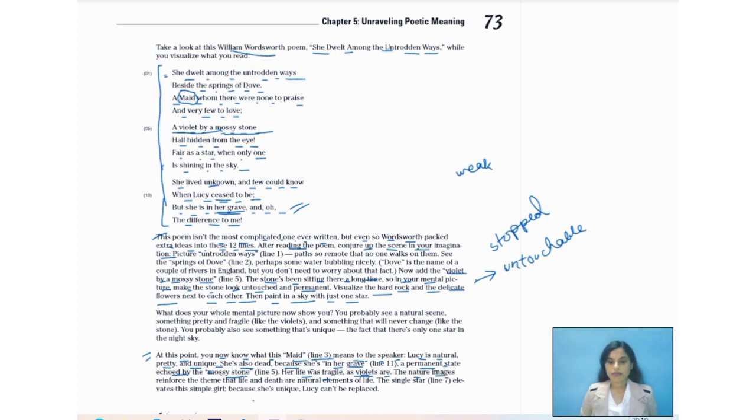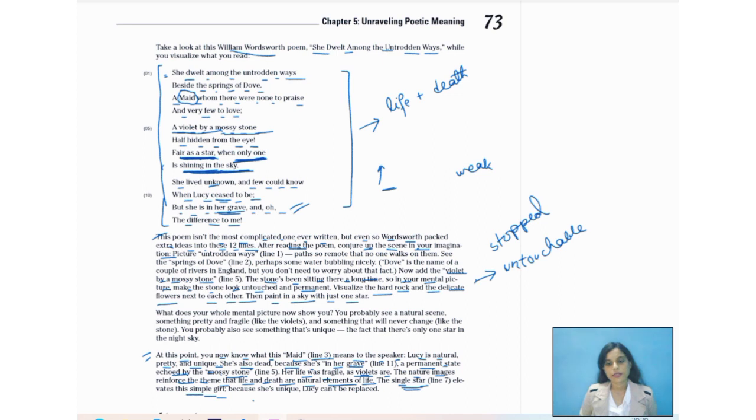The nature images reinforce the theme that life and death are natural elements of life. So through nature poetry, William Wordsworth has told us about both life and death, which are the natural elements of life. Okay, the single star that is in line number 7, we can see single star. Here you see a single star when only one is shining in the sky. Okay, so the single star elevates the simple girl. So elevates means taking the girl to a higher position.